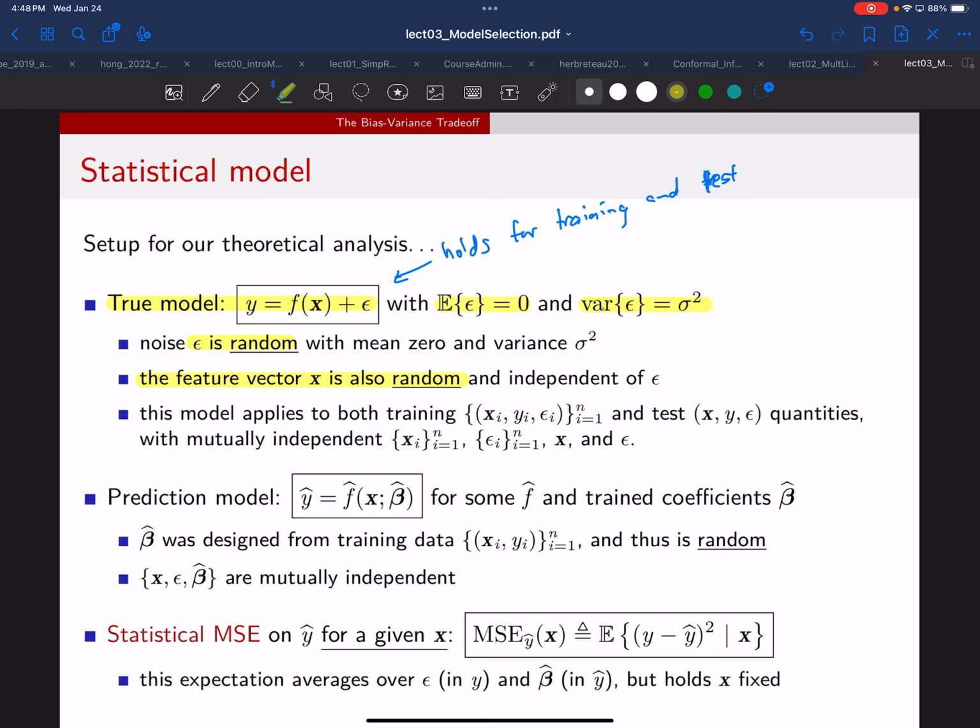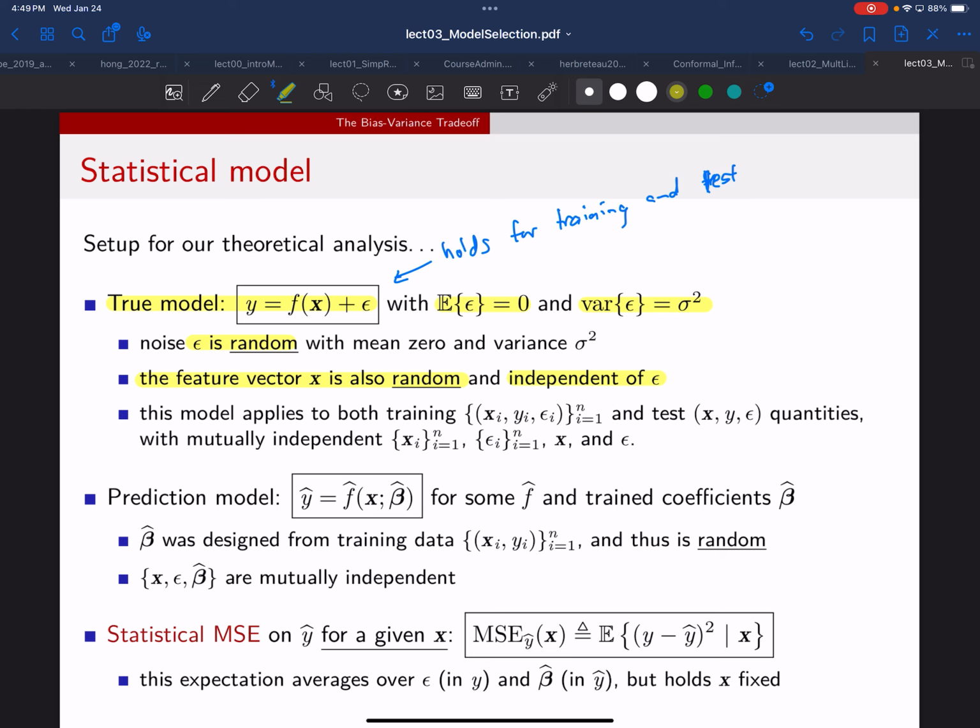The feature vector x makes sense to think of as statistically independent from the noise. The noise is generated on its own, independently of how the features are generated. That will greatly simplify our lives, and it's true in most situations, since most definitions of noise are independent of other stuff.